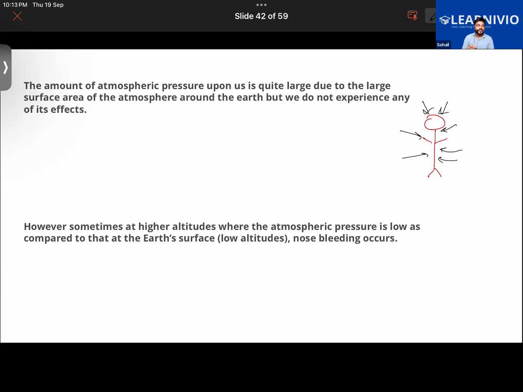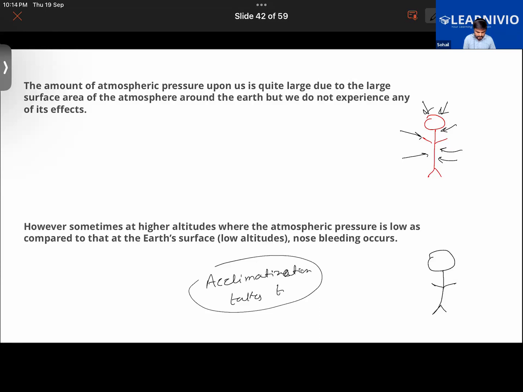But what if you were to go to Mount Everest or any high cliff or a mountainous region? Sometimes at higher altitudes, where the atmospheric pressure is low as compared to that at the Earth's surface or at the lower altitudes, nose bleeding occurs. So what could be the reason for this? Yes, the body doesn't have enough time to adapt to the atmospheric change. Okay, our body takes some time to acclimatize. Since our body can't adapt to the change that quickly, our nose starts bleeding due to the low amount of pressure. Okay, that is the case.